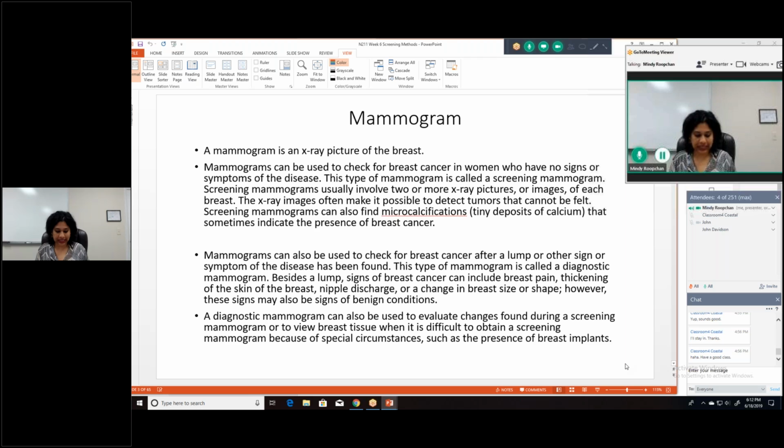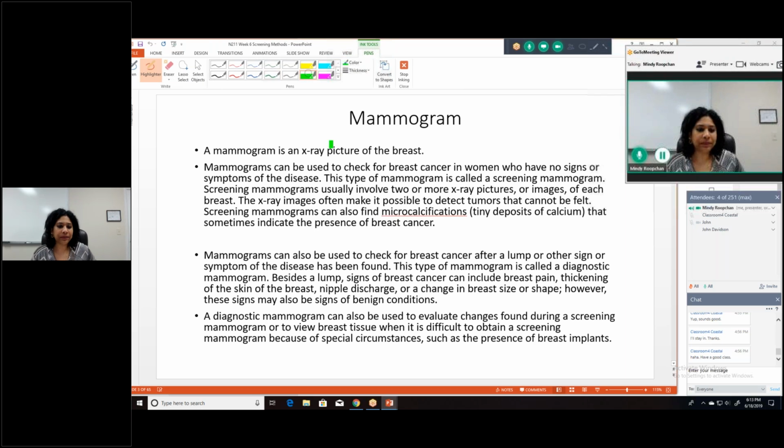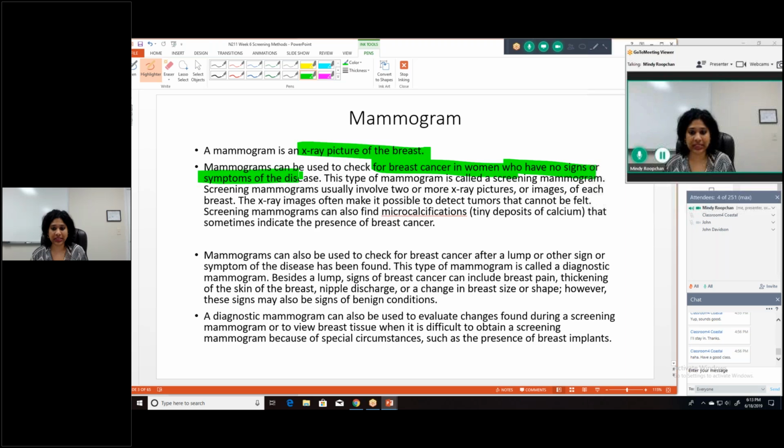I just want to give you guys a brief, general, to the point, couple slides on each of them. I don't think I went into too much detail, just to highlight a few things that you may want to know about, like, for example, a mammogram. So it's an X-ray picture of the breast. They are used to check for breast cancer in women who have no signs or symptoms of the disease. This type of mammogram can be called a screening mammogram. Screenings will involve 2 or more X-ray pictures or images of the breast.